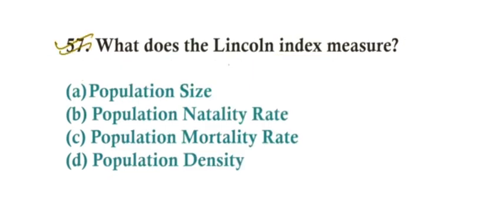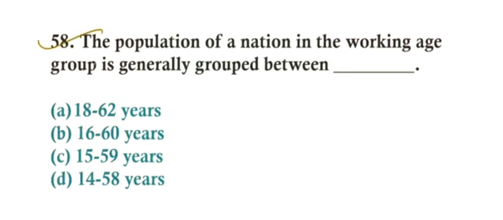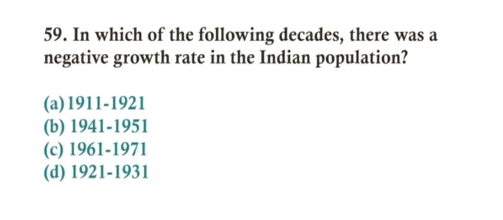Question number 57. What does the Lincoln index measure? Option number A, population size. 58. The population of a nation in the working age group is generally grouped between? Option number C, 15 to 59 years. 59. In which of the following decades was there a negative growth rate in the Indian population? Option number A, 1911 to 1921.